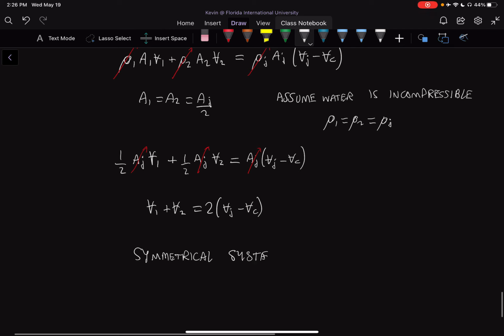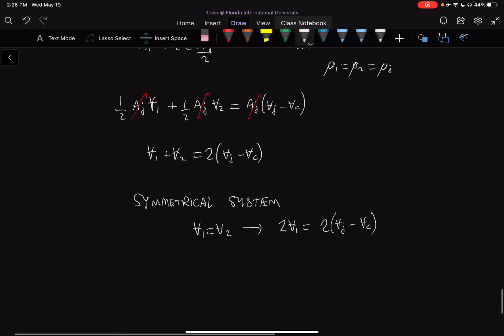Our system is symmetrical, and therefore we can say that V1 is equal to V2. Okay, we agree that velocity 1 is equal to V2. Therefore, we can say that 2V1 is equal to 2 times (VJ minus VC). If we plug in the values, we get rid of the 2's, and V1 is equal to 20 minus 15. So V1 is equal to 5 meters per second, and that means that V2 is also equal to 5 meters per second.